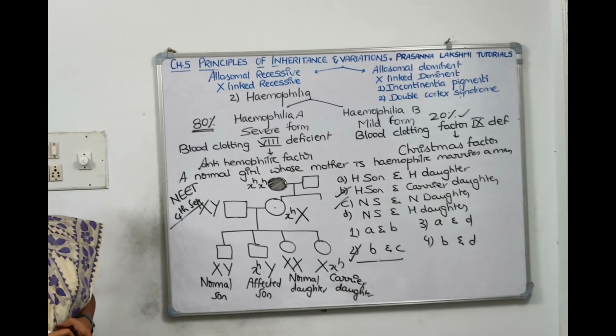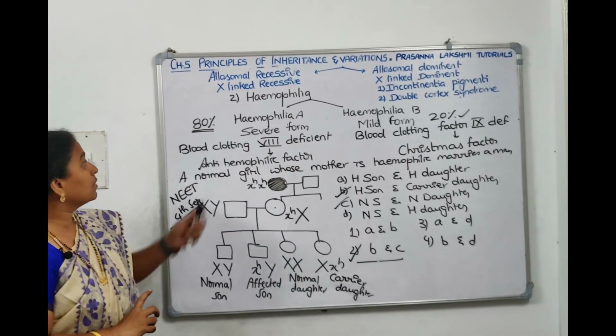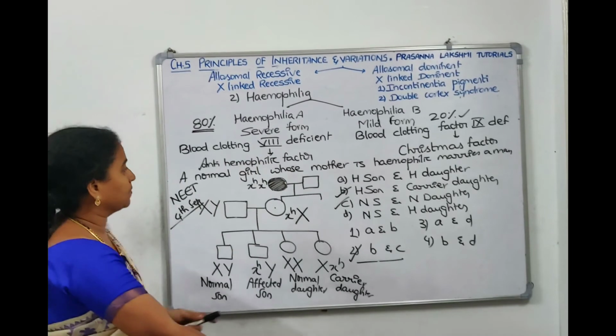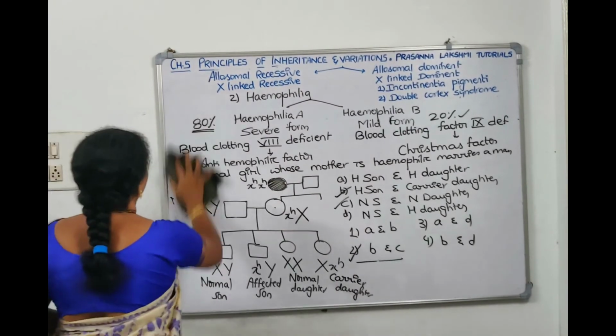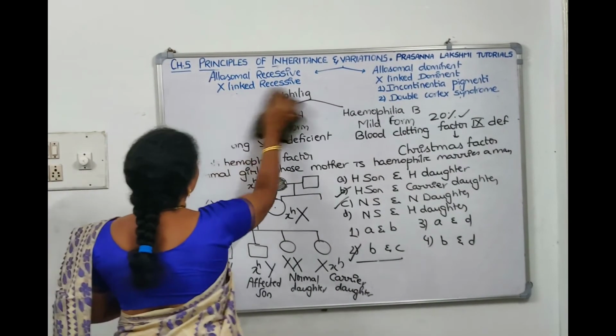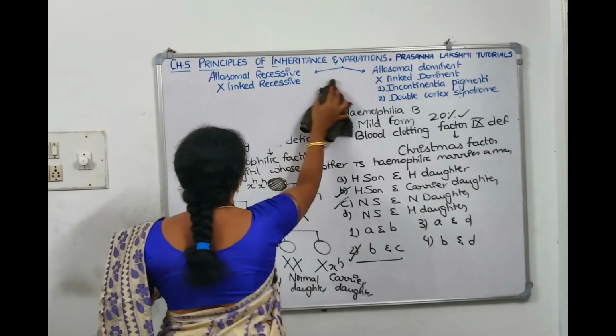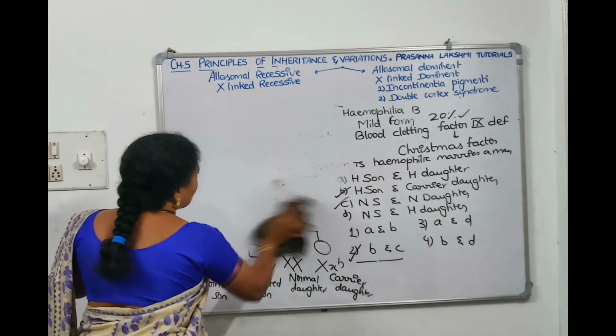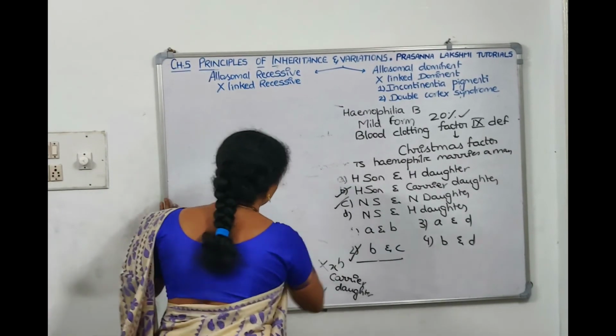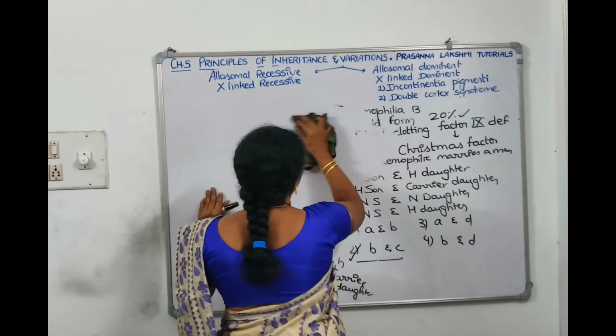Take a screenshot. We will get into the third disorder which comes under X-linked recessive, that is color blindness. Under X-linked disorders, the first one we have seen is DMD, Duchenne's muscular dystrophy. The second disorder we have seen is hemophilia. The third disorder is color blindness.